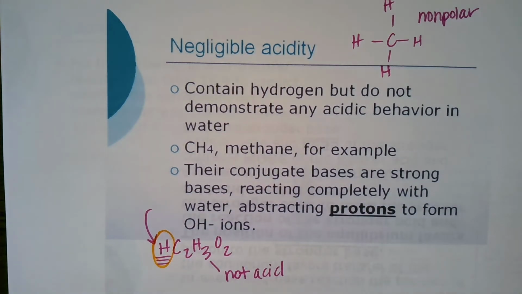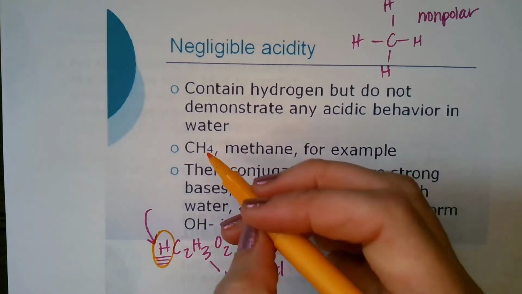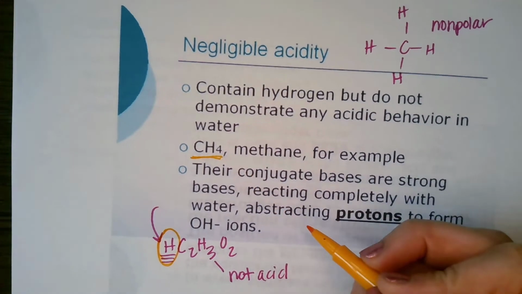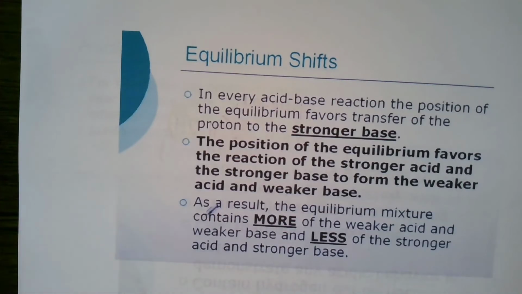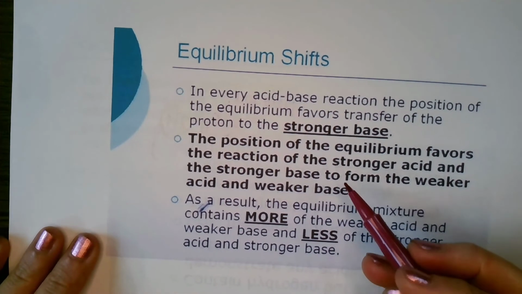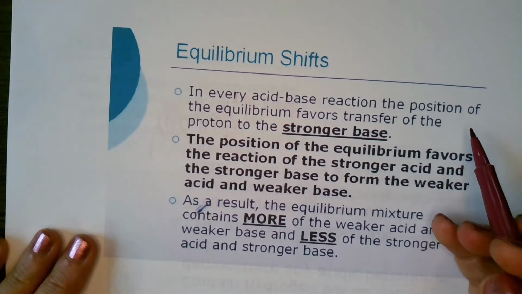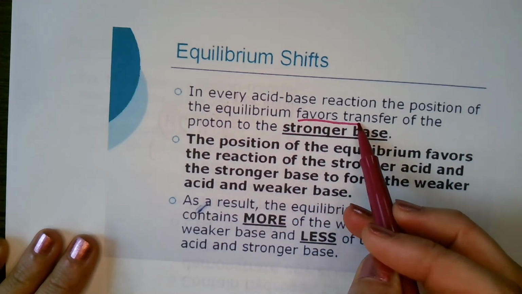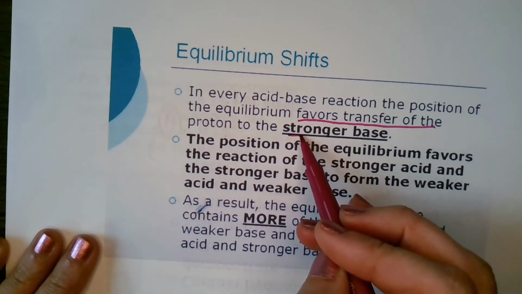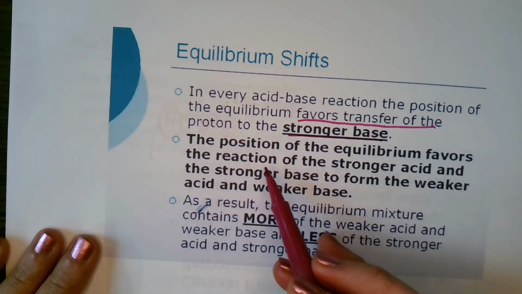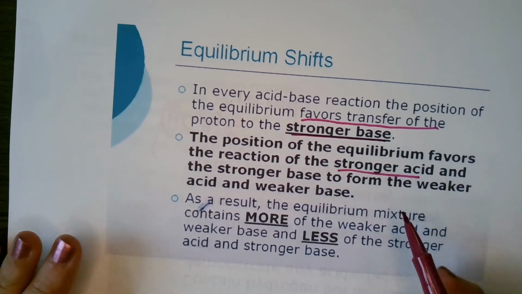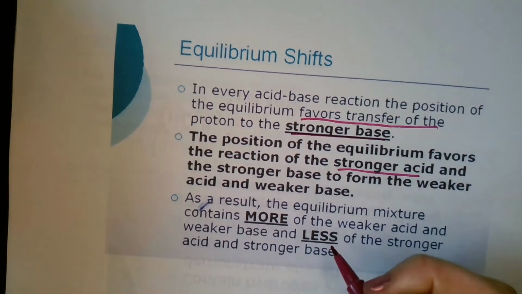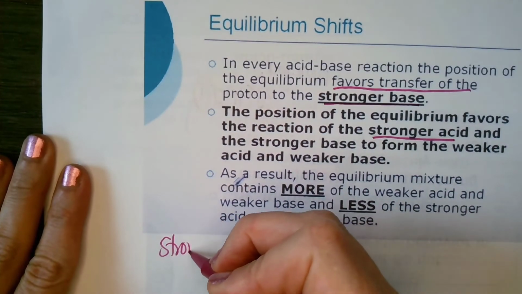So with inorganic nomenclature, you will always see that acidic hydrogen written first. And obviously with CH4, methane is not an acid. So this is just emphasizing what we've been saying, that in every acid-base reaction, the position of the equilibrium favors transfer of the proton to the stronger base, or it favors the stronger acid.